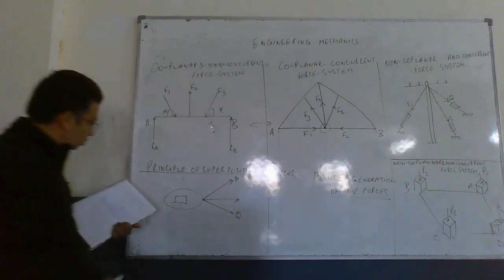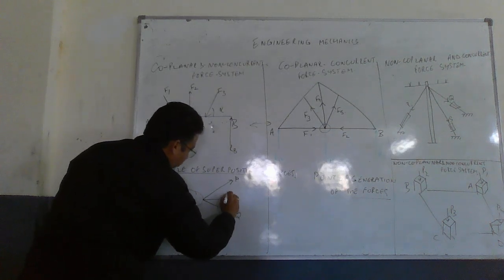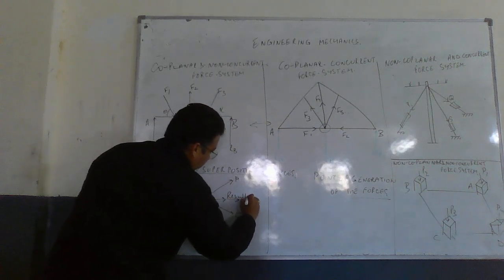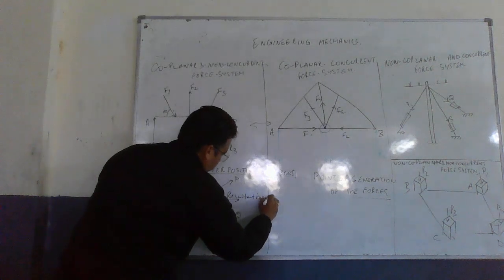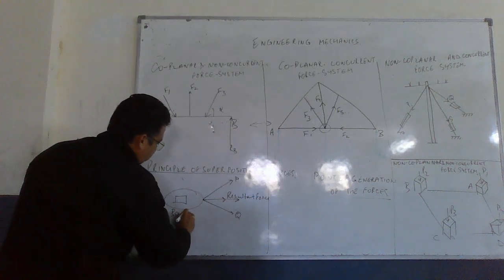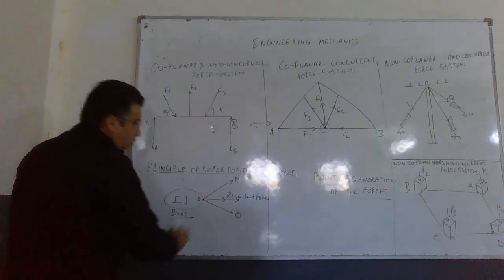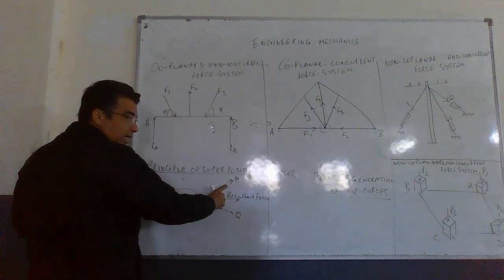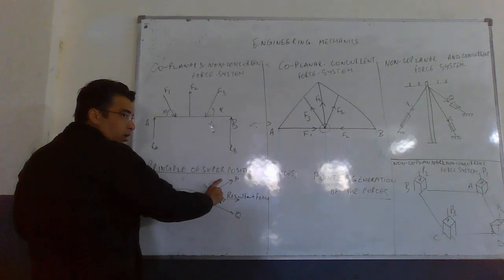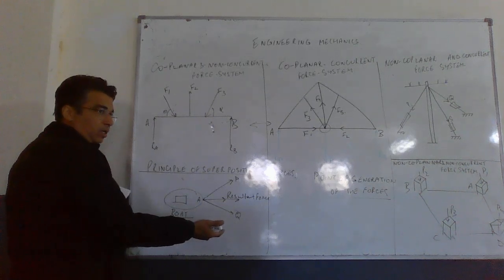The resultant force lies in the center. So this will be my resultant force. Resultant force. So if I say this is a board, and in this board, this is my point of application of the force, and if I say one force is acting in the above direction and one force is acting in the below direction. So how will I generate my resultant force?